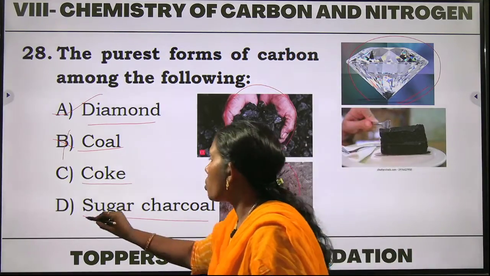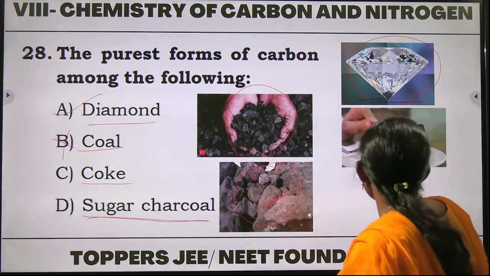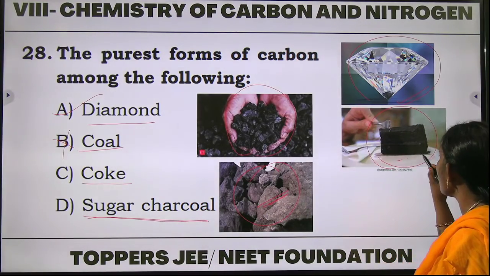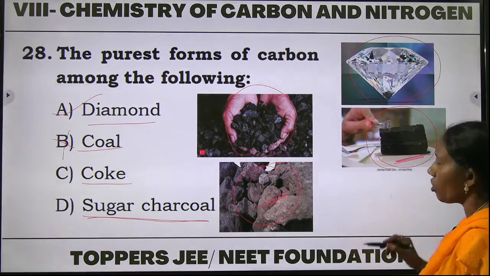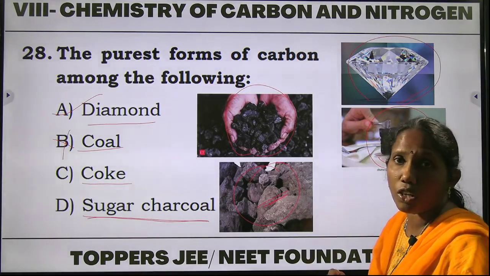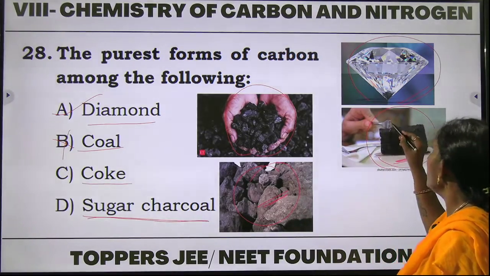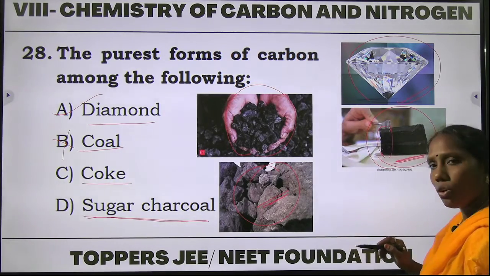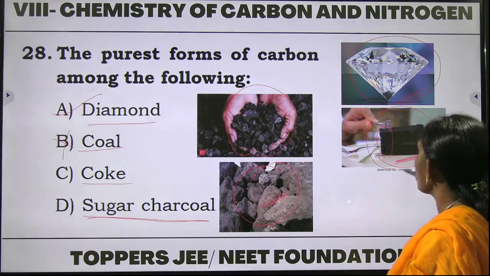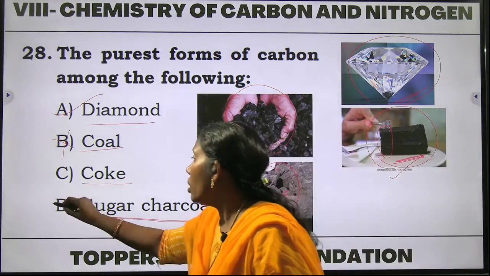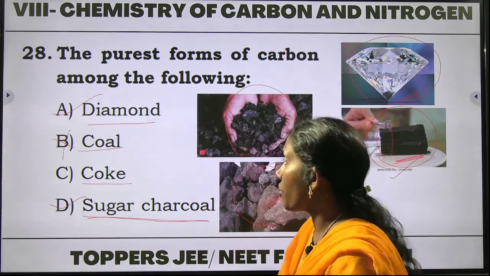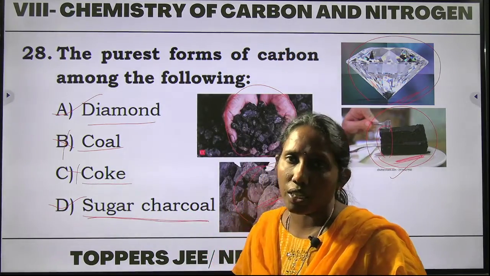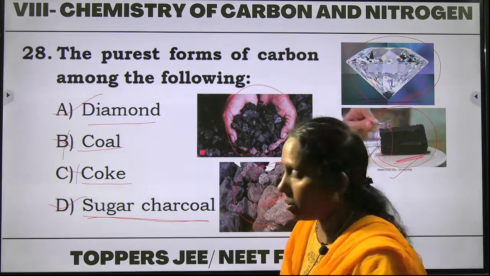Comes to the sugar charcoal. See here, this is a picture of the sugar charcoal, and we can say it is also the purest form of the carbon. One of the purest forms of the carbon is sugar charcoal. It will be very smooth, and we can cut with this spatula also. Okay, so diamond and sugar charcoal both are the purest forms of the carbon, not the coal and coke, as they have impurities in that. They are not the purest forms.